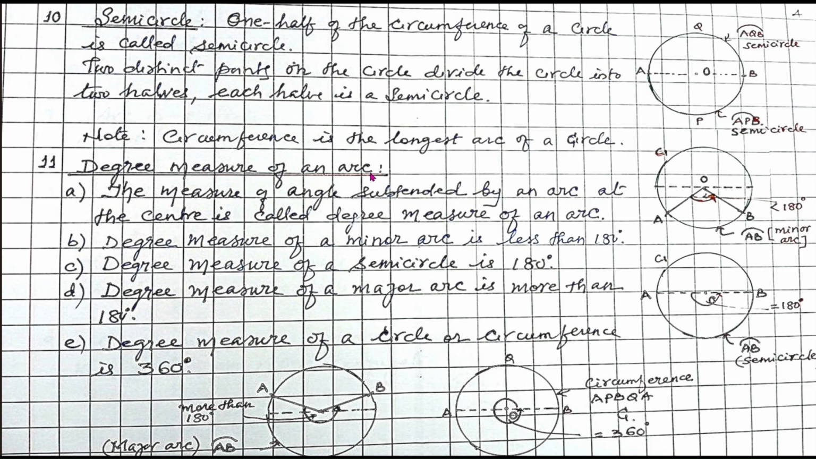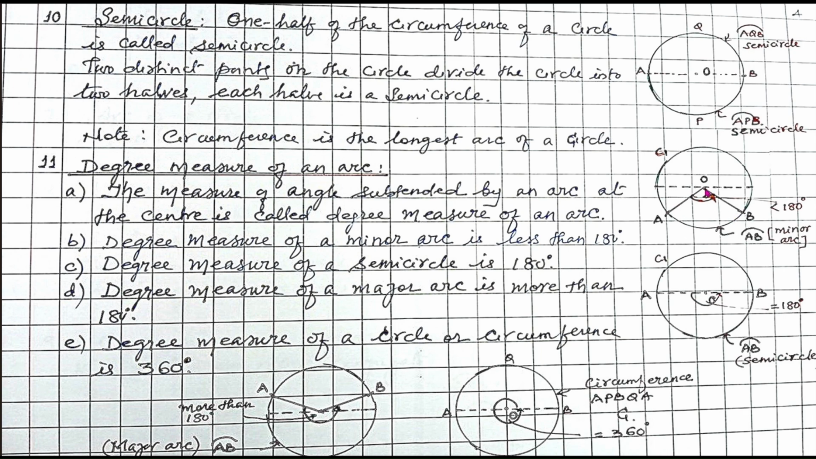Now, degree measure of an arc. The measure of the angle subtended by an arc at the center is called the degree measure of an arc. Again, I'll repeat, the measure of an angle subtended by an arc at the center is called the degree measure of an arc. Degree measure of a minor arc: if you look here, arc AB is a minor arc.